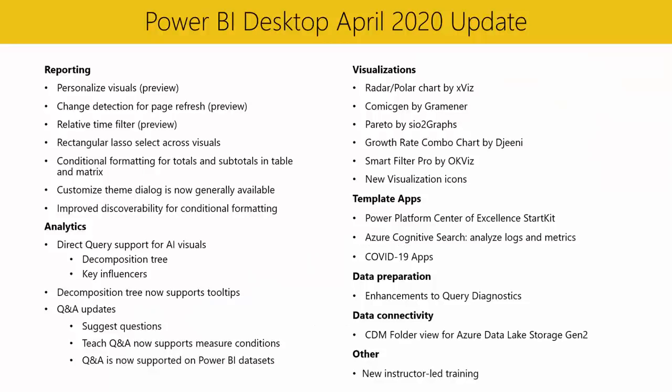Next, we are introducing Rectangular Lasso Select across visuals. This new feature allows report authors to select visuals by clicking and dragging over the canvas to create a selection box, making it easier to select multiple visuals at a time. Rien will show us a demo for this feature.